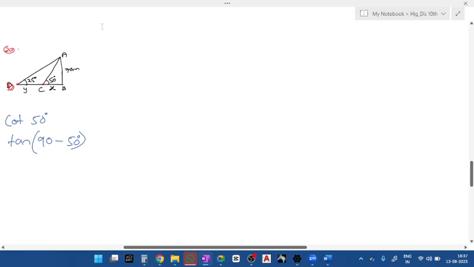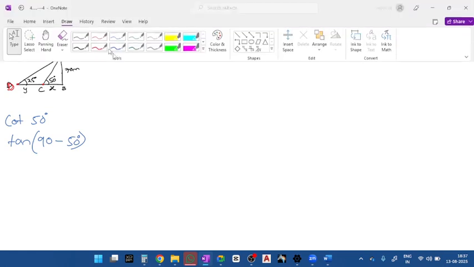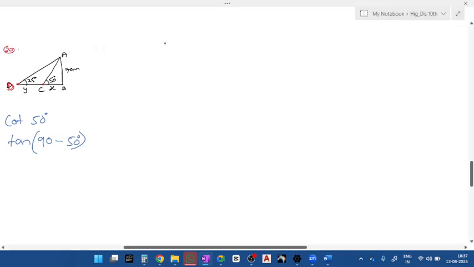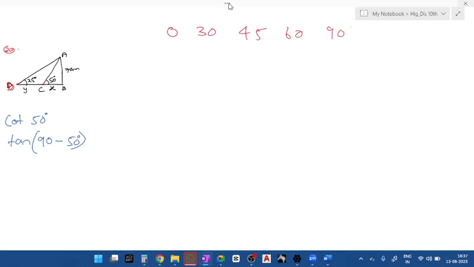Okay. See, when will you use the table, students? Now tell me, when will you use the table? When the values are anything other than 0, 30, 45, 60, and 90, we use calculation. I don't know what they call that table. Values. We take values. Next.